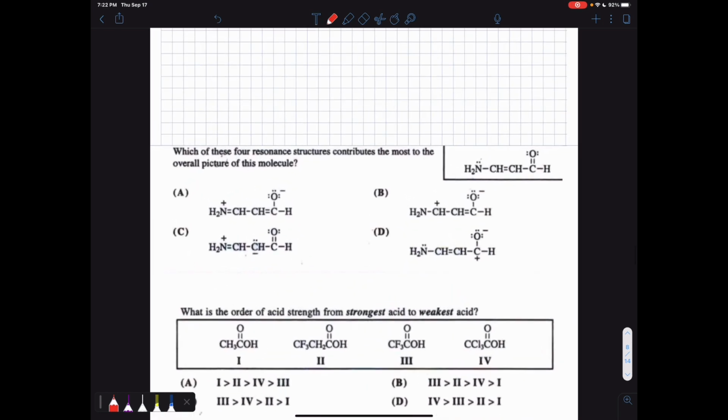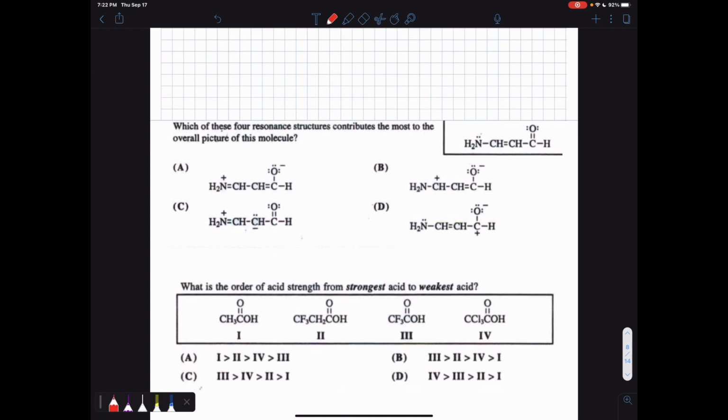So looking at the first question, it's asking us which of these four resonance structures contributes the most to the overall picture of this molecule. When you're looking at the stability of the resonance, you always want to try to have, number one, delocalization of the charge. What I mean by that is having charges far away from each other, and also trying to have a full octet, and also having the negative charge on the more electronegative atom and the positive charge on the more electropositive atom.